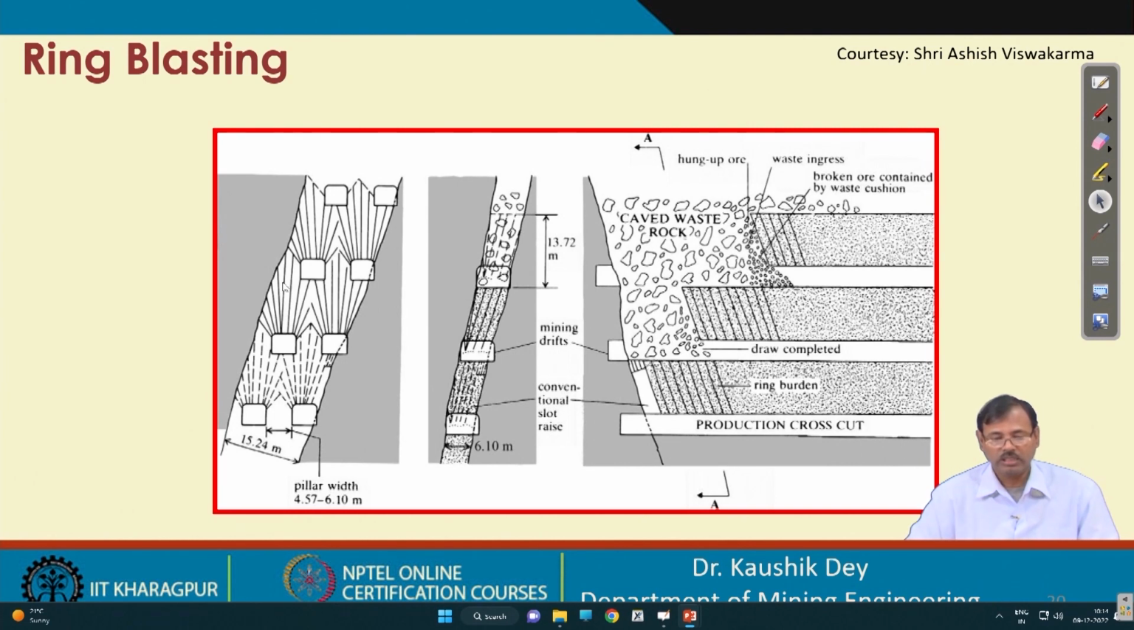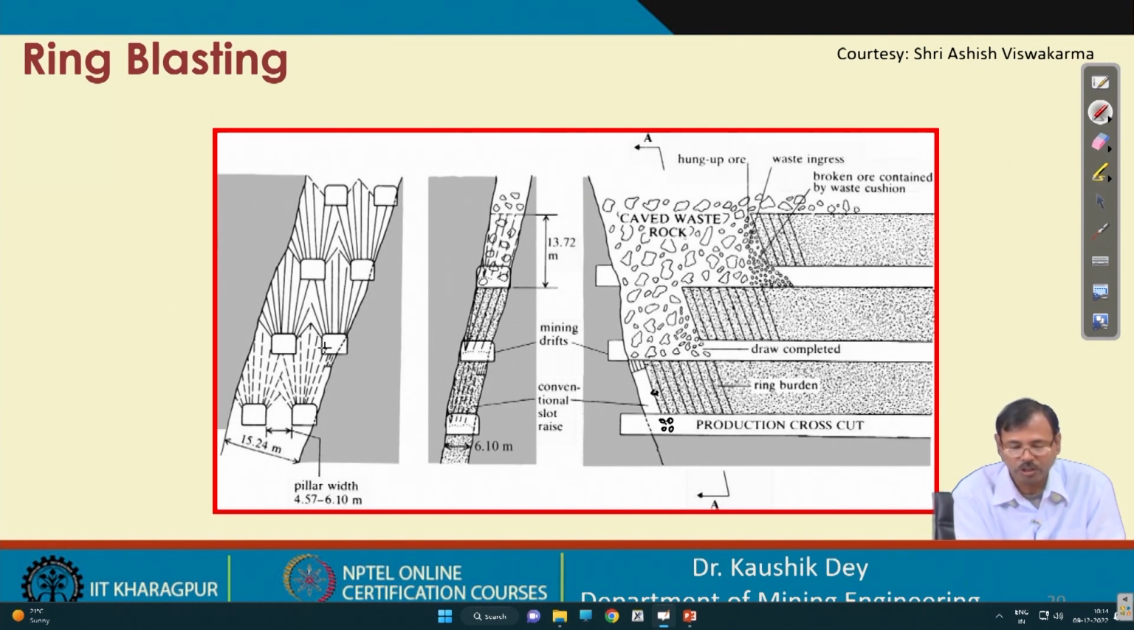So, this is the different concept of ring blasting. You can see the half blastings are basically carried out, and these are the ring burden for each slot. Once it is blasted, this is the burden, one of these is being excavated and coming down to this, and the ring holes are placed.